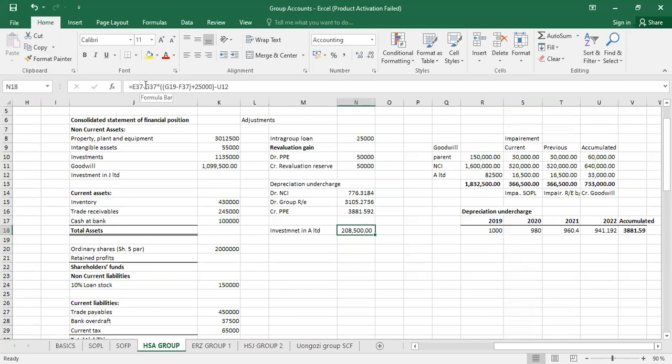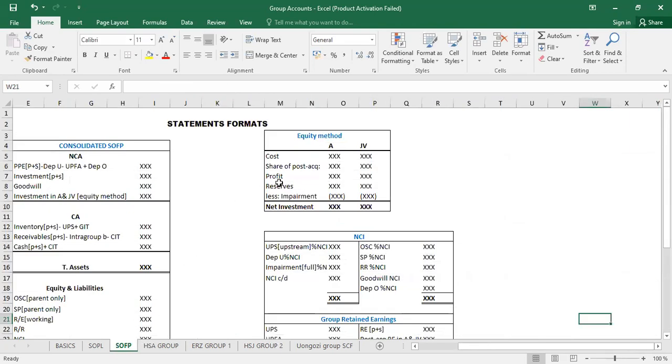Sorry, I'm confusing here. This is plus, isn't it? Yes, that is it here. The cost, you add share of post-acquisition profits, then also reserves, then you less impairment, isn't it?